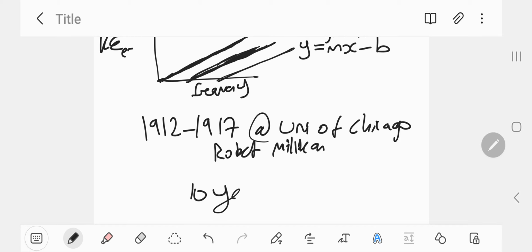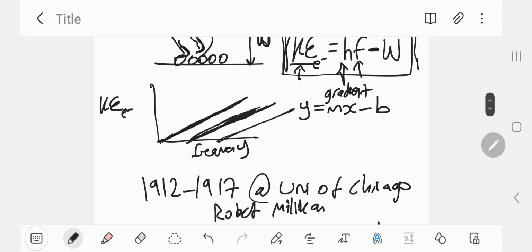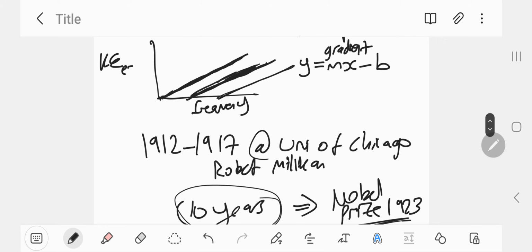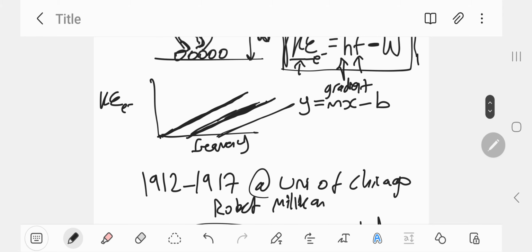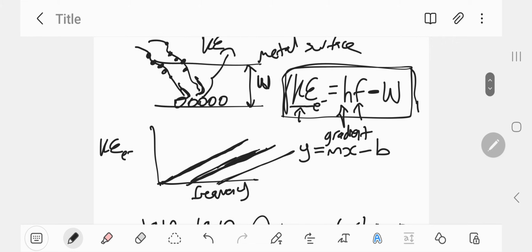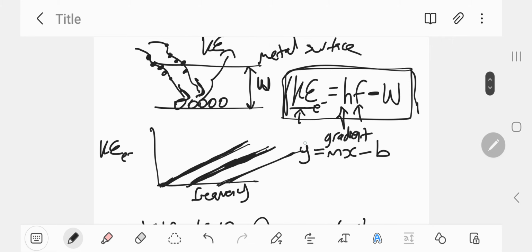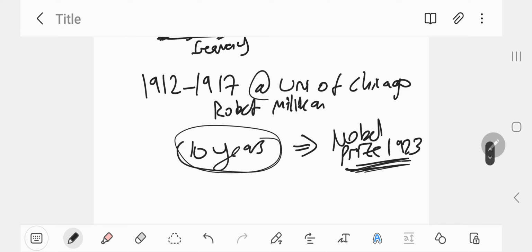So he basically spent 10 years of his life trying to disprove Einstein, but ended up winning a Nobel Prize in physics in 1923. Okay, that's how science works. It's all progress. You try to disprove someone else, but then if you can verify their theory, you become just equally as famous. So Einstein was right. If you plot a graph of the kinetic energy and the frequency of photoelectrons for any metal, let's say sodium, copper, etc., you will always get straight lines. And that was Einstein's great achievement of 1905.